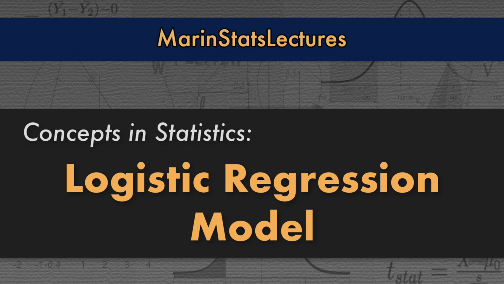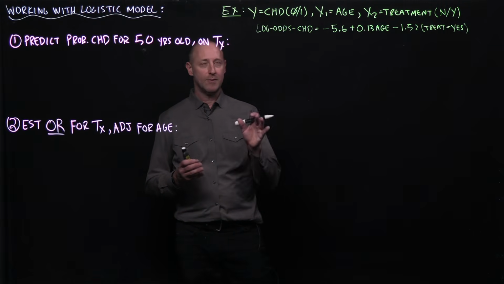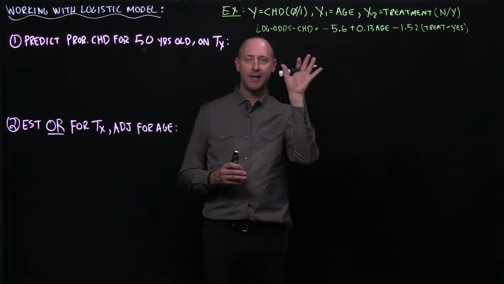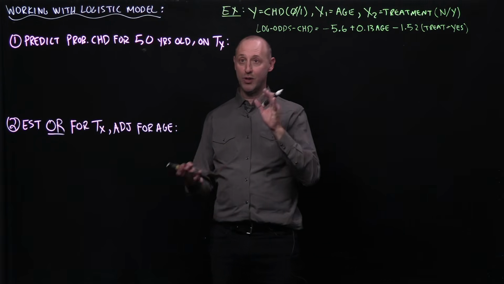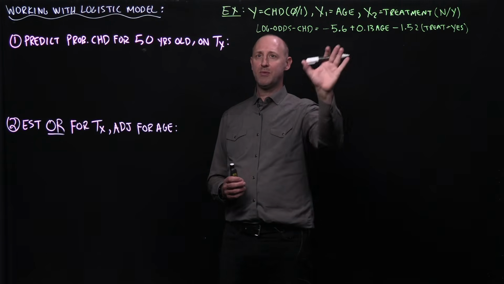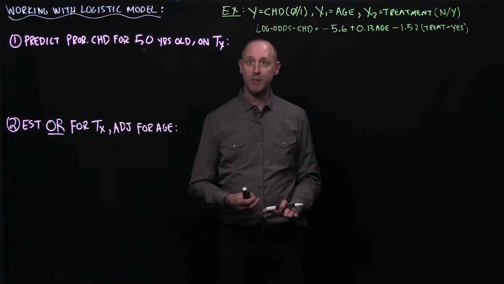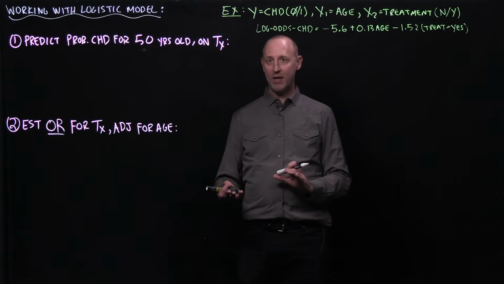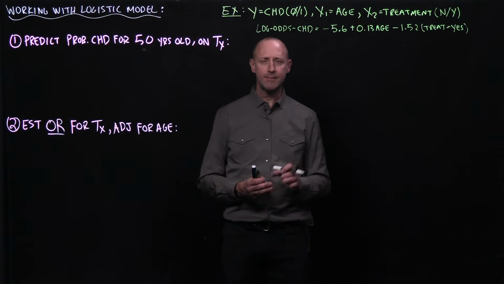In this video, we're going to look at working with logistic regression model output. So the example we've been talking about is having an outcome variable of is there evidence of coronary heart disease, 0 for no, 1 for yes, and explanatory variables of the numeric age, as well as an indicator of if they're on treatment, no or yes, no being the reference and having an indicator for yes, receiving the treatment.